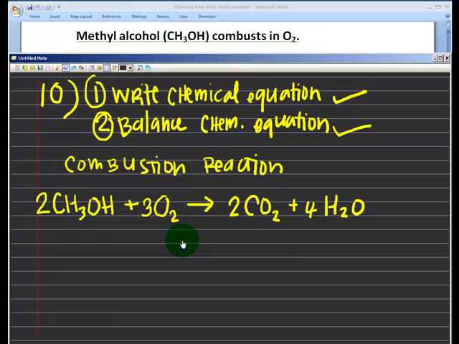So here is your answer. Your answer is 2CH3OH plus 3O2 yields 2CO2 plus 4H2O. And remember, this is a combustion reaction because you have a hydrocarbon reacting with oxygen gas to produce carbon dioxide and water.